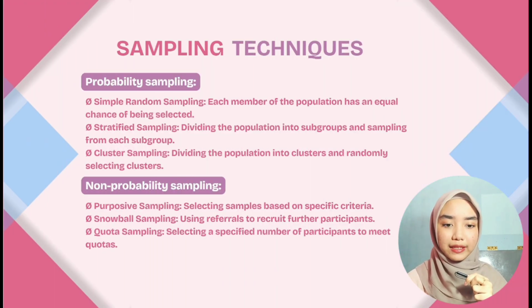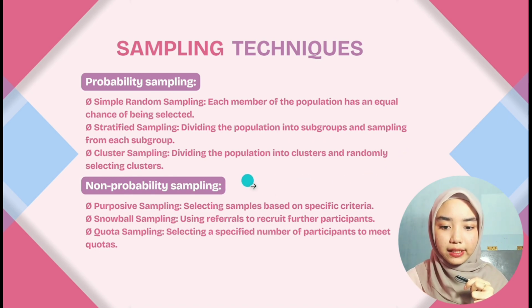Next is the sampling techniques. So there are 2 techniques here. The first is probability sampling, which consists of simple random samplings. Here, each member of population has an equal chance of being selected. Then the second is stratified sampling, dividing the population into subgroups and sampling from each subgroups. Then cluster sampling, which dividing the populations into clusters and randomly selecting the clusters.